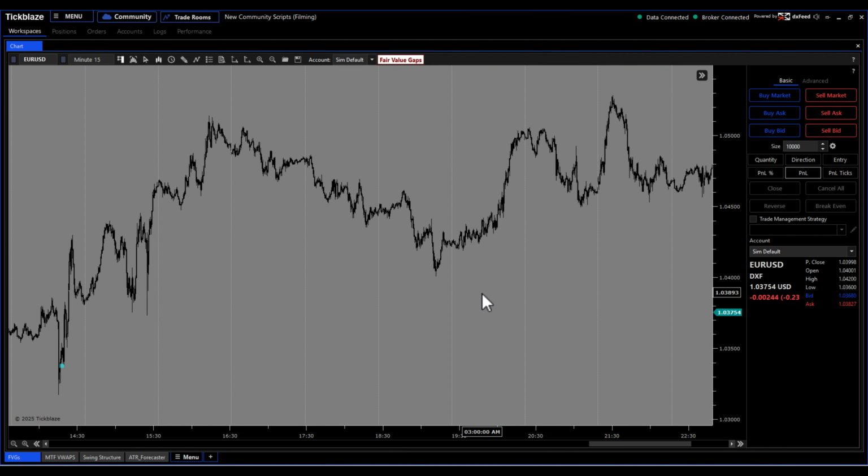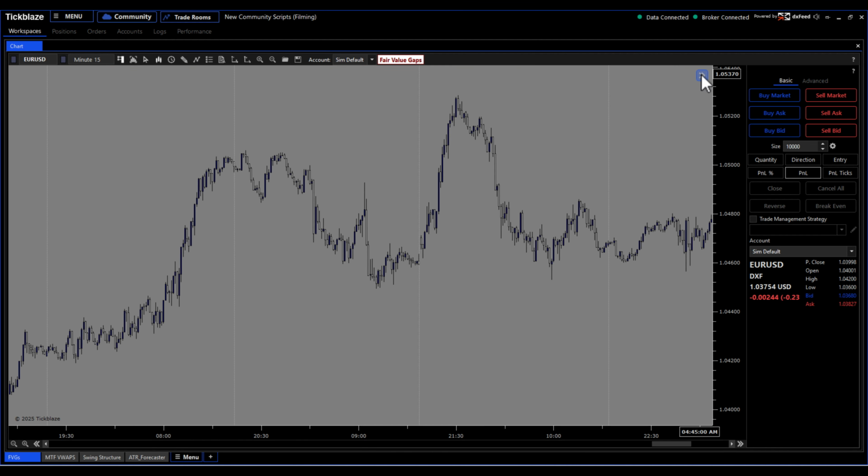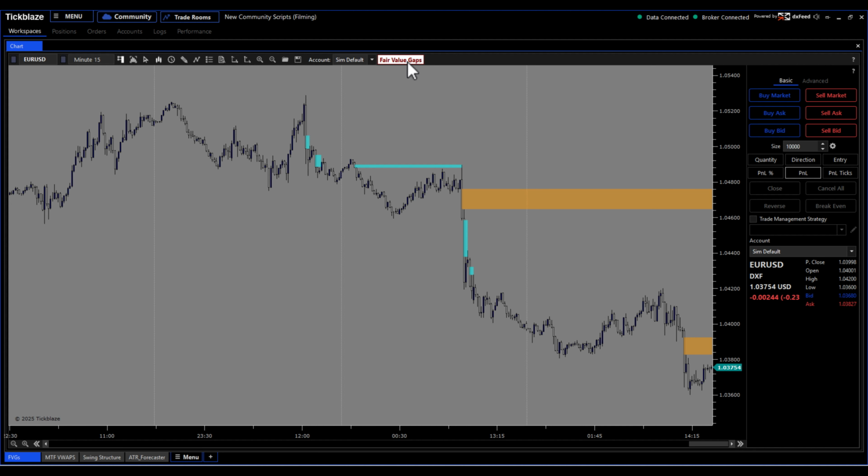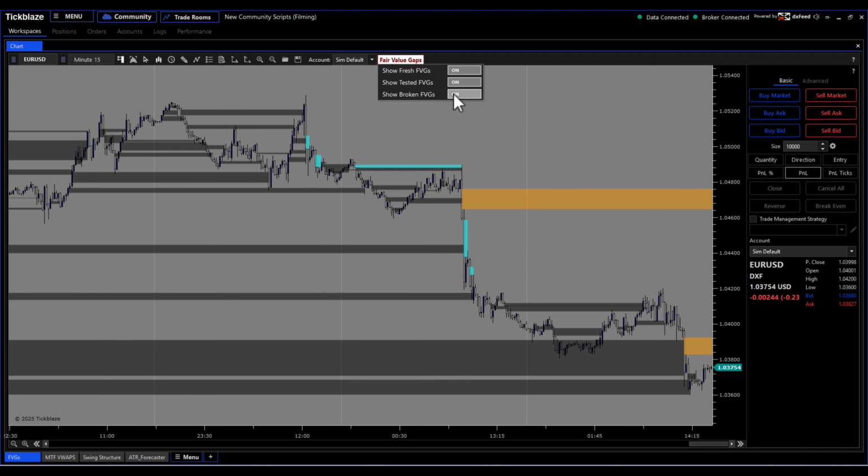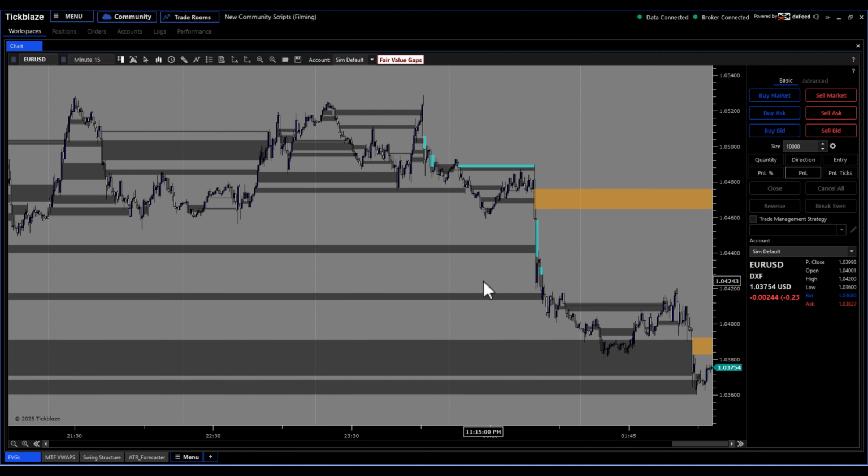But then when you start to really dive into the analysis, you start to look at things, you can really go and turn on broken. And now you can see where all of the prior levels used to be. And that way you can identify that not all fair value gaps hold, right? Sometimes the market will blow right through them.